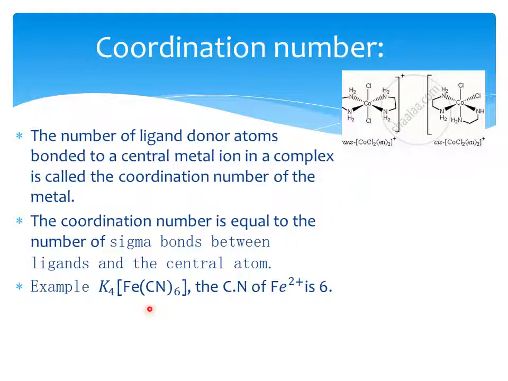Then the example K4[Fe(CN)6], where its coordination number is said to be 6 because CN is a monodentate ligand. Another example: nickel, with 3 ethylene diamines. You know, 1 ethylene diamine makes 2 bonds, so 3 ethylene diamines will make 6 bonds. So the coordination number of Ni2+ is said to be 6.